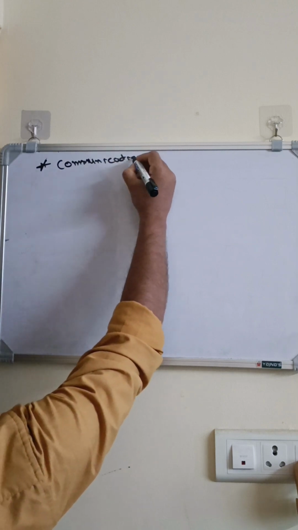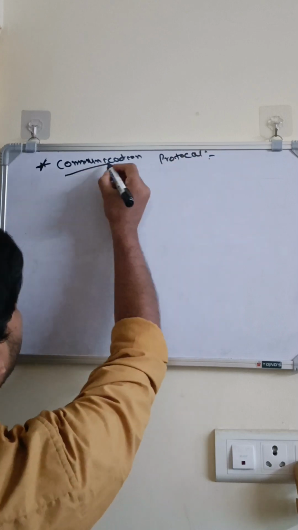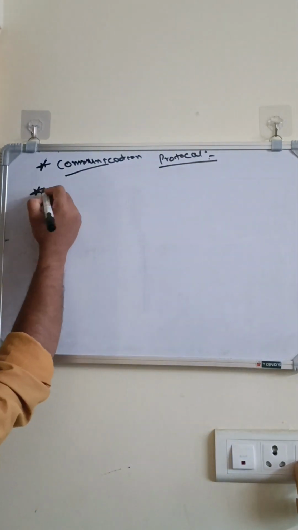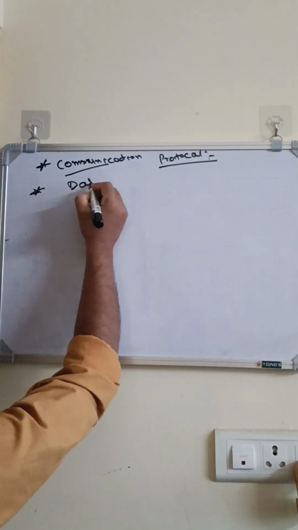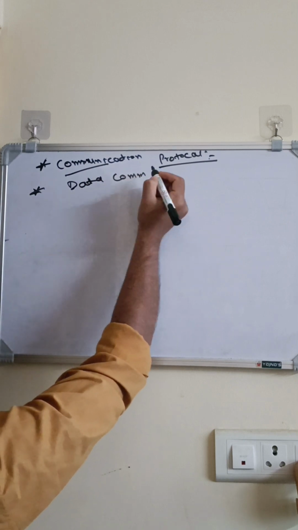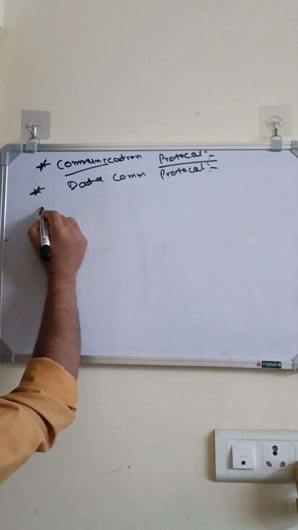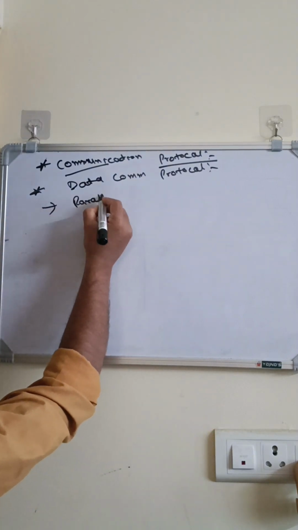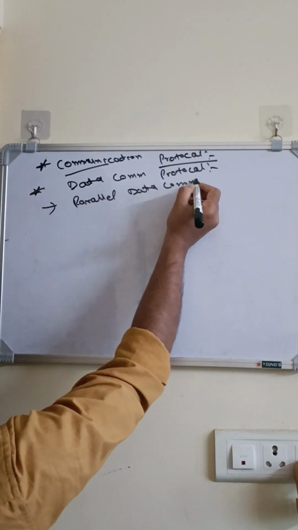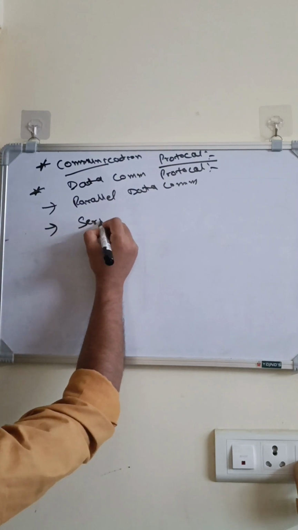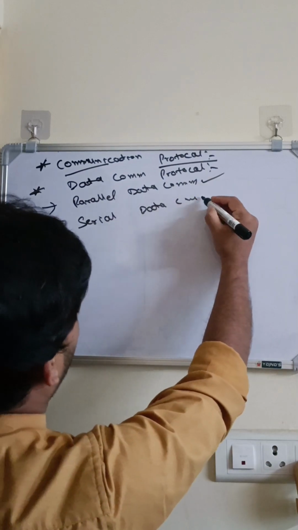So first we will see data communication protocol. What is that? Parallel data communication. Okay, second is serial data communication. What is parallel, what is serial?